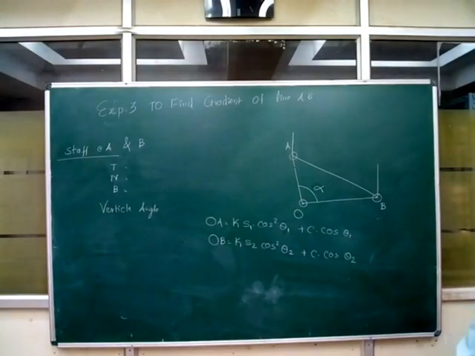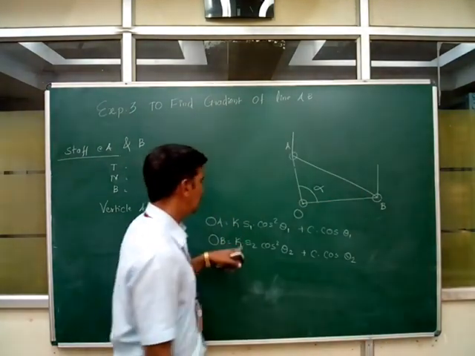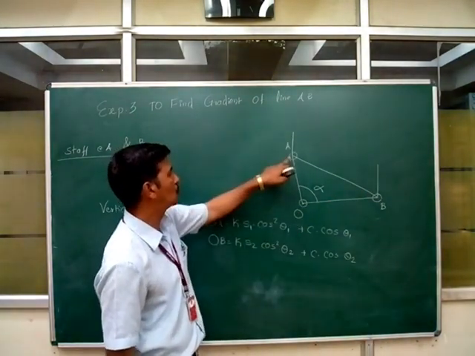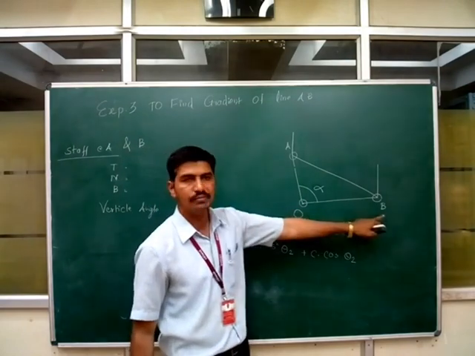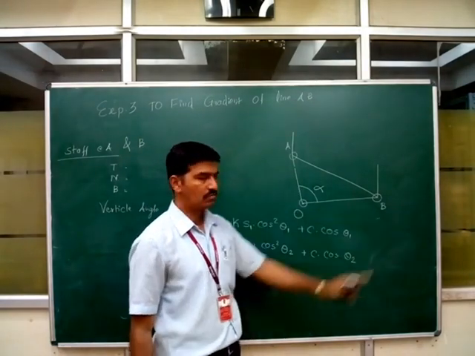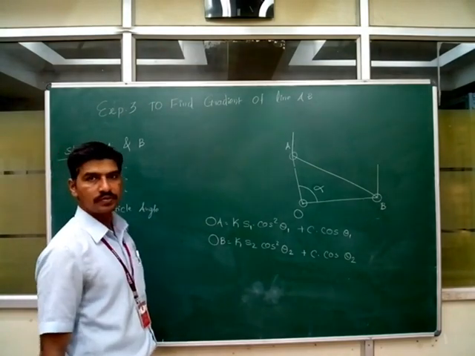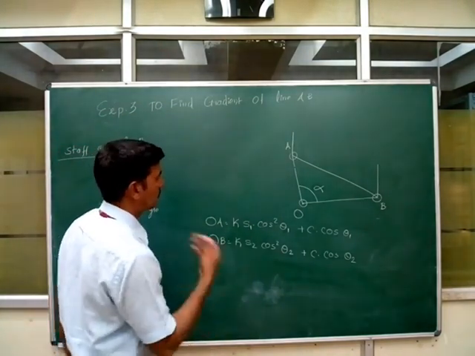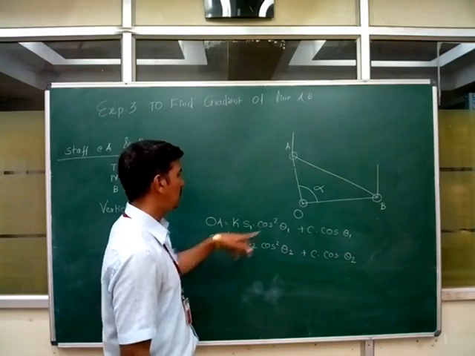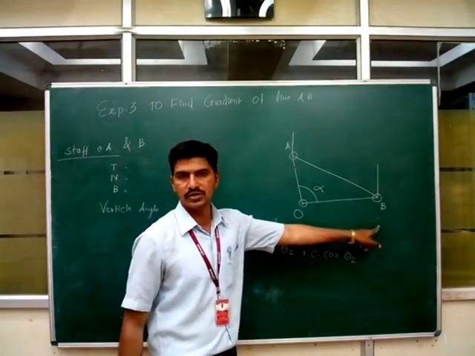By using these two equations, we can find out O to A distance and O to B distance. Normally, by using this method, we can find out the distance OA and OB. Once we have calculated distance OA and OB, we can find out this distance AB.